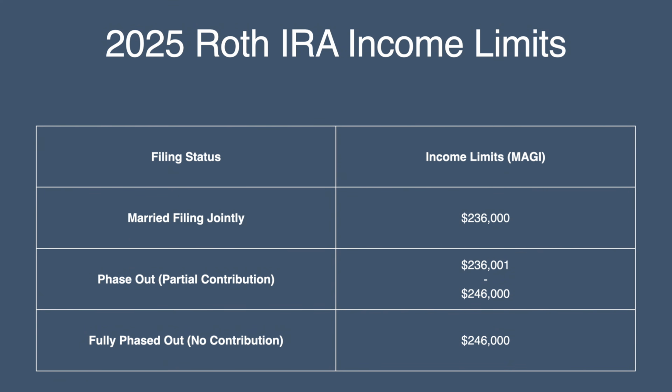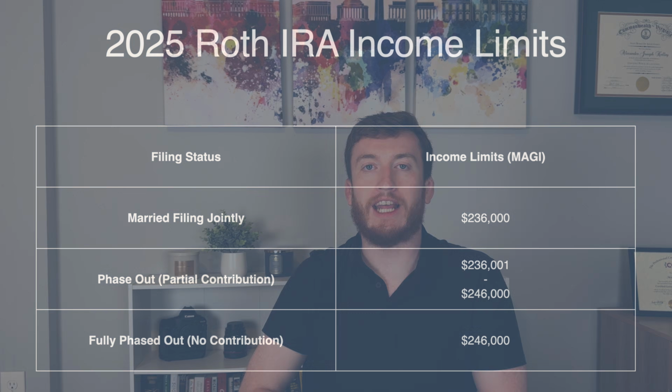For married couples filing jointly, their income limit is $236,000 or less. It then starts to get partially phased out between $236,000 and $246,000, and then it gets fully phased out at income at or above $246,000. Now that we covered contributions to the account, let's move into investments within the account.